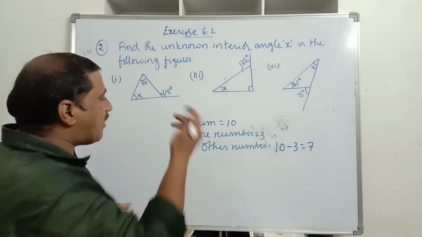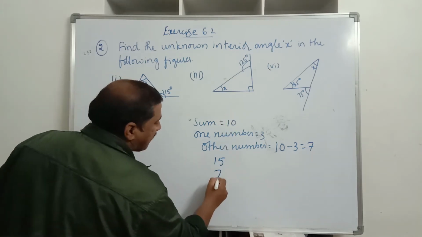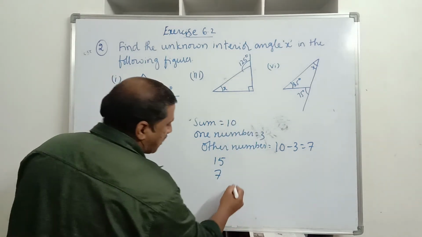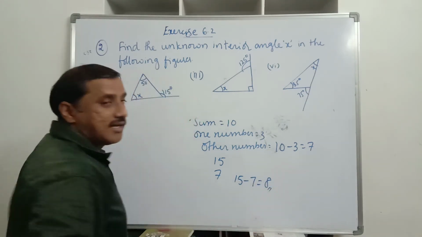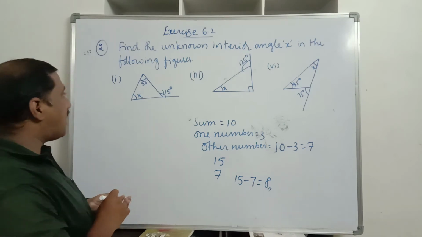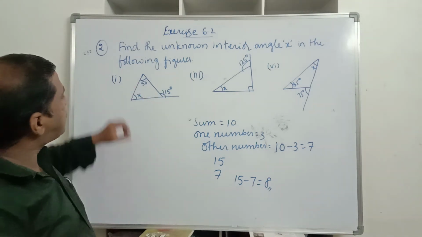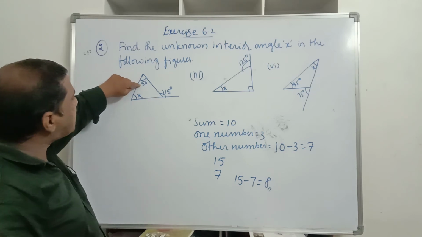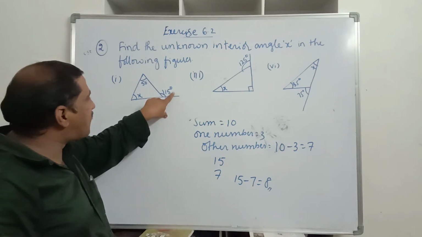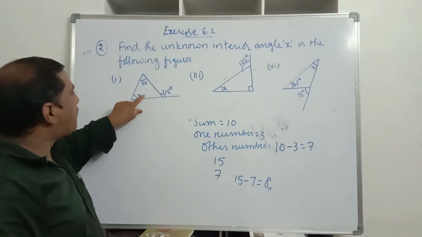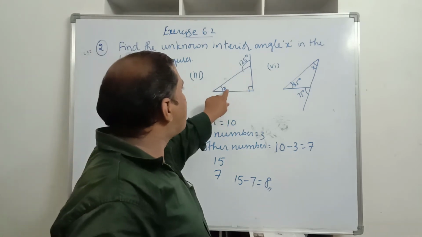Similarly, if the sum of two numbers is 15 and one number is 7, how do you find the other number? By subtracting, 15 minus 7, which is equal to 8. A similar concept we will apply here to find the unknown interior angle. Why? Because the sum of the two interior opposite angles is equal to the exterior angle. So 115 is equal to 50 plus x.